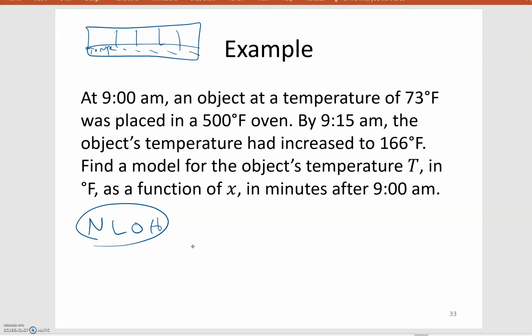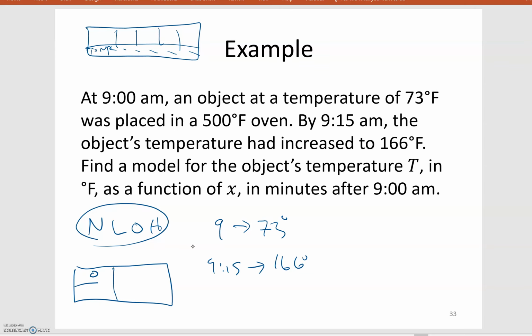Well, we know at 9 a.m. the object was 73 degrees. And then at 9:15, the object is 166 degrees. So our table is just going to consist basically of 2 points. And remember, this is going to be an elapsed time. So we'll start at time 0, and at time 0, you're at 73 degrees. And then at time 15, because we're going to do this in minutes, we're going to be at 166 degrees. So that's our table.